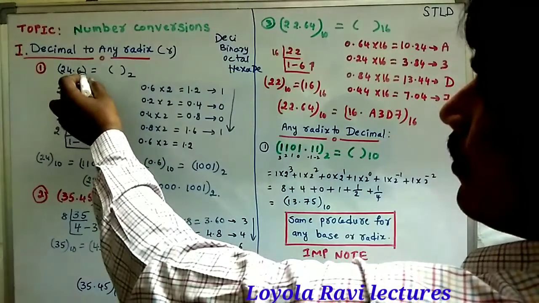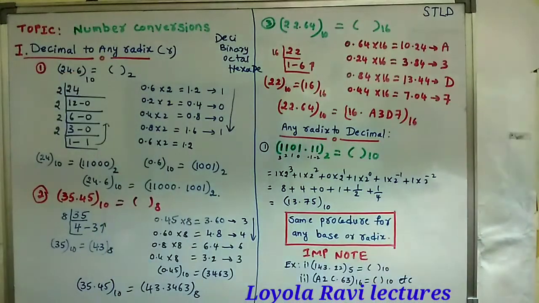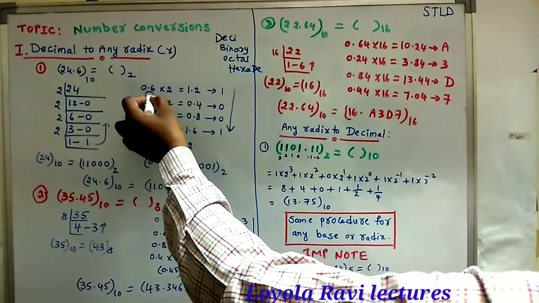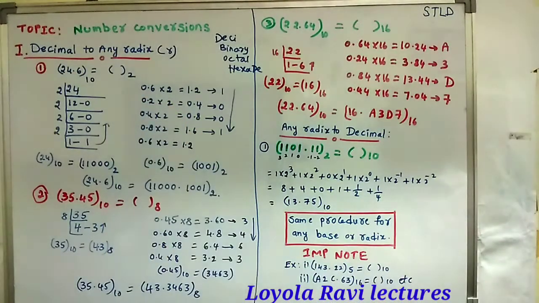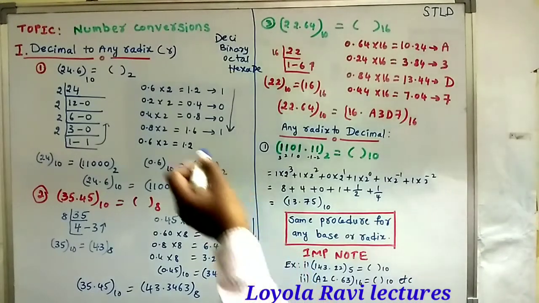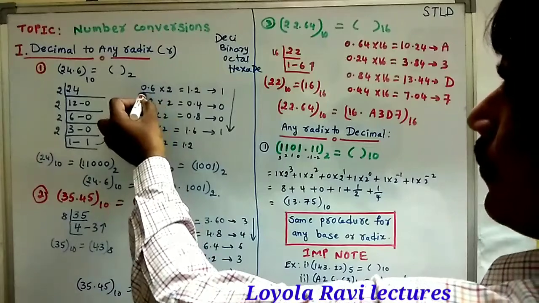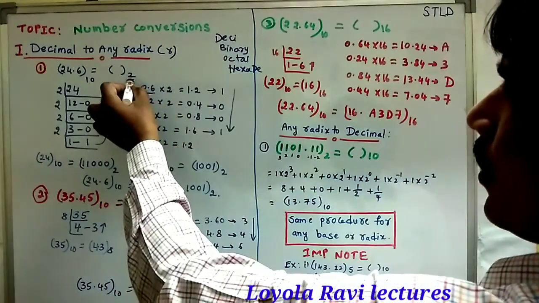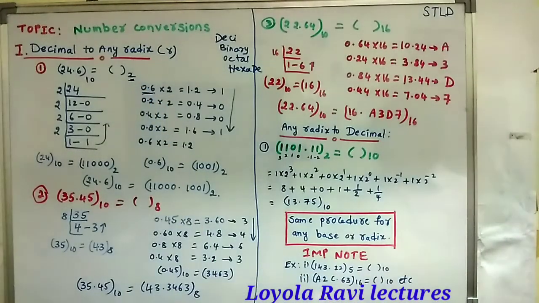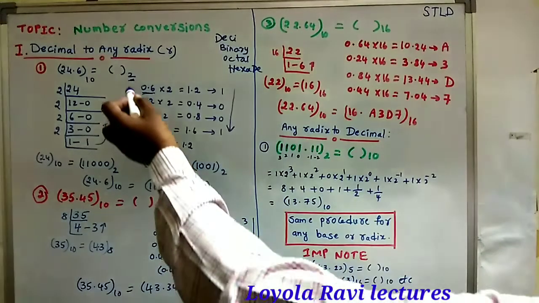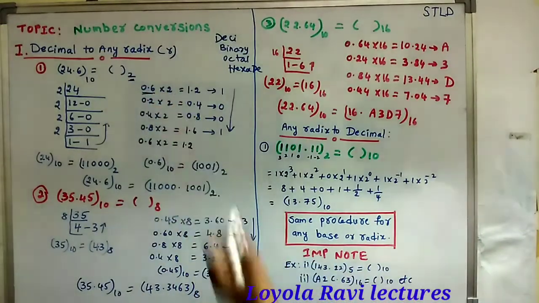In the same manner, for the fractional part 0.6. For the fractional part we have to multiply, and for the integer part we have to divide. Here the fractional part is 0.6. We have to multiply with the base to which we are going to convert. Here we are converting into base 2, that's why multiplying with 2.